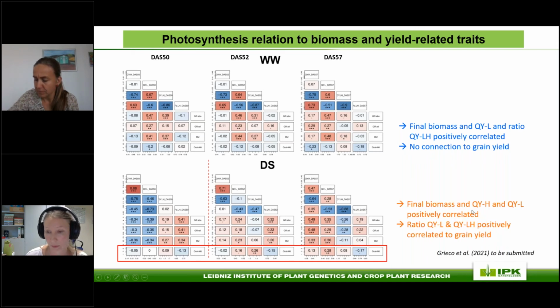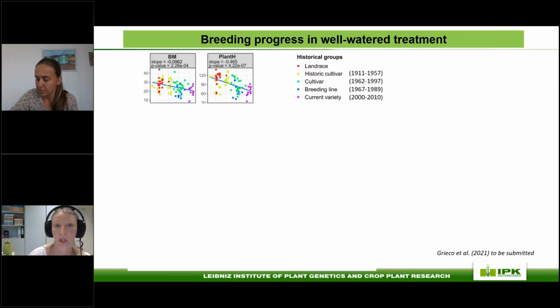And this is for the QYH, so under high light and low light, they are positively correlated with the final biomass, while the ratios are positively correlated to grain yield in this drought-stressed plant in the recovery phase.